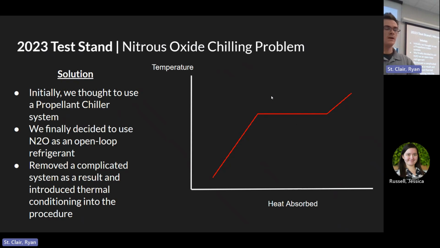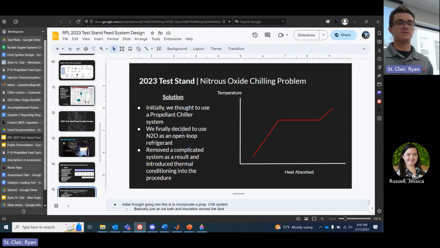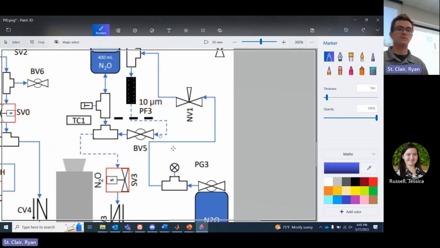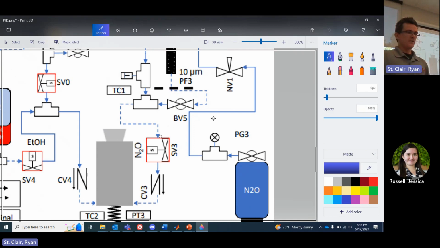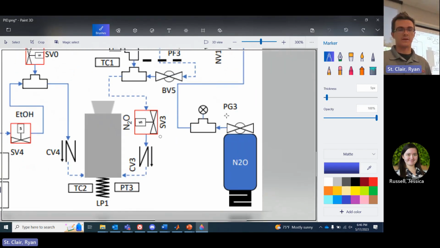So basically, by introducing nitrous oxide as a liquid, letting it go into the system and boil off, it's going to absorb heat from the system and lower that system temperature, and then we can just exhaust it out the back pressure regulator. As a result of this, we were able to remove that complicated system and introduce what is called thermal conditioning into our process, which is basically just a fancy way of saying that we lower our temperature down to 0 degrees Celsius. So that was kind of wordy, but I'll go forward and explain exactly what that means.